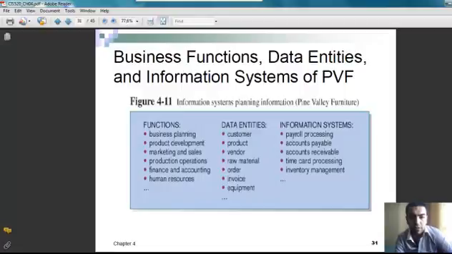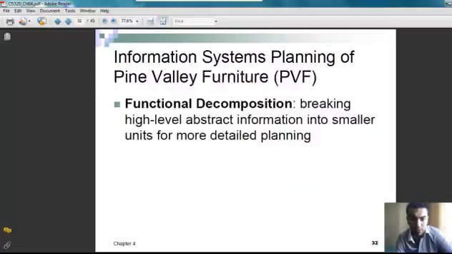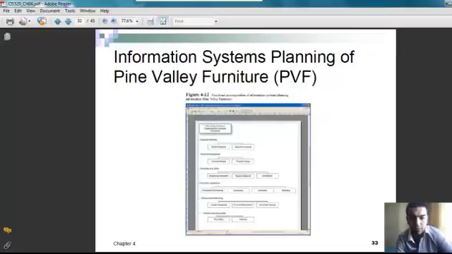Business functions, data entities, and information systems of Pine Valley Furniture. Functions: business planning, product development, marketing and sales, product operations, finance and accounting, human resources. Data entities: customer, product, vendor, raw material, order, invoice, equipment. Information systems: payroll processing, accounts payable, accounts receivable, time card processing, inventory management. Functional decomposition: breaking high-level abstract information into smaller units for more detailed planning.